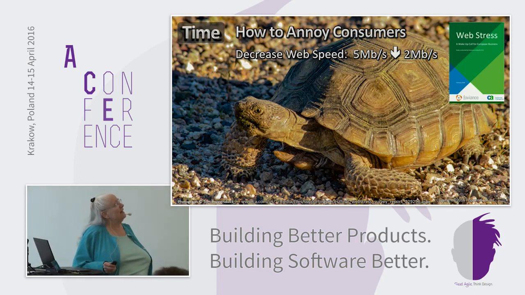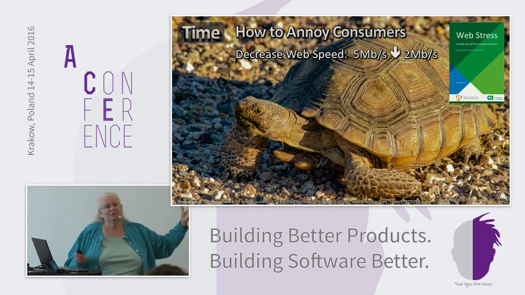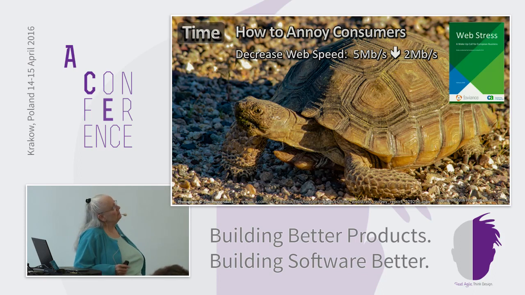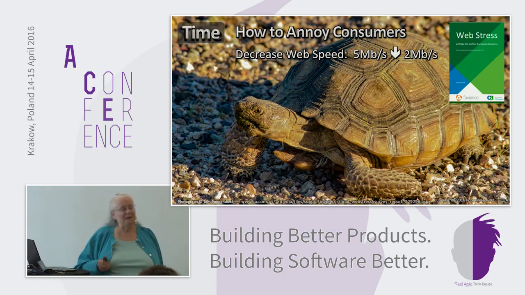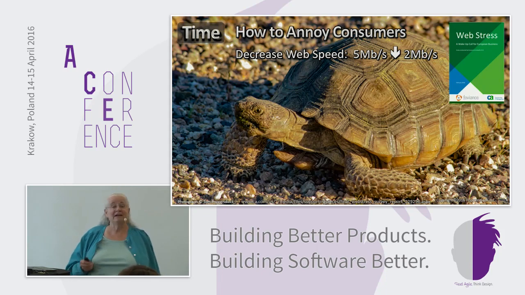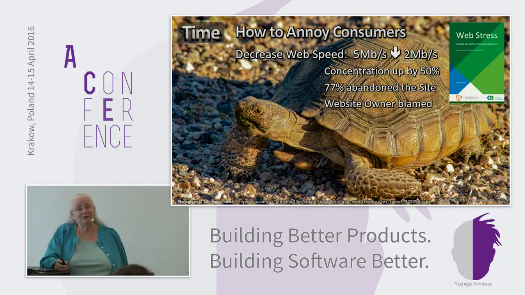What they did was they decided they would take the web speed that people were trying to use to do some job, shop, put stuff in a cart or whatever, and they reduced it from 5 megabits per second, which is already not that fast, but kind of typical, down to 2 megabits per second. And then they put sensors on the people and studied the impact of that kind of delay. They found that their concentration went up by 50% because they had to spend a whole lot more time thinking. 77% of the people abandoned the site at the slower speed that would not have abandoned it at the faster speed. And the owner of the website was the bad guy.